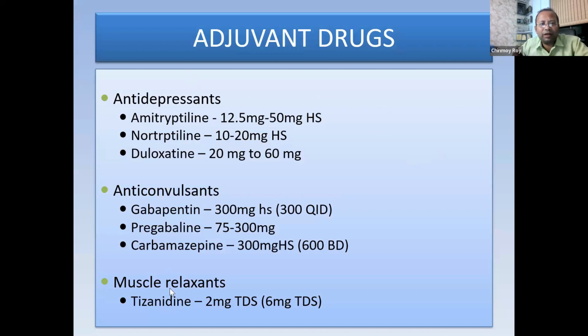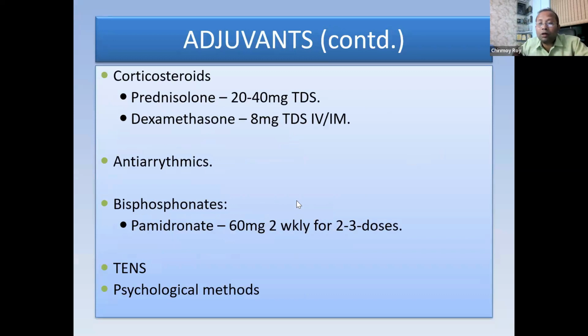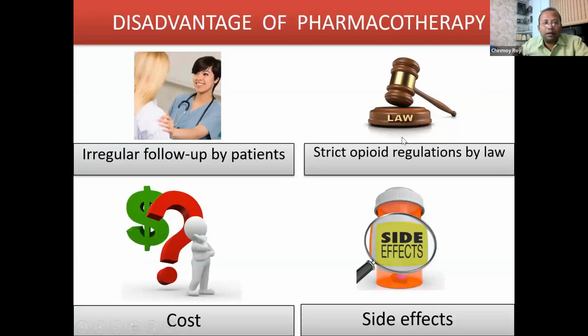Adjuvant drugs, name only you see. So these are amitriptyline, nortriptyline, duloxetine, gabapentin, pregabalin. Just for knowing purpose, these are the adjuvant drugs we are talking about from the grade letter one. From the letter one, everywhere these adjuvants are there.